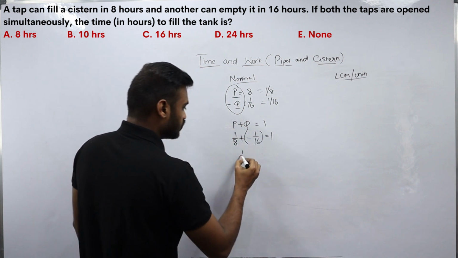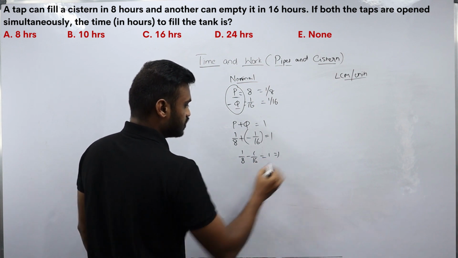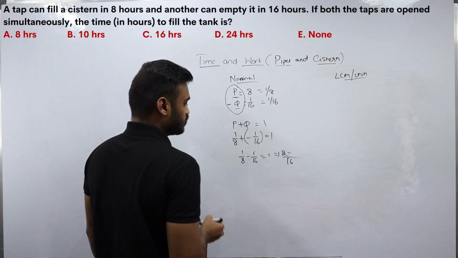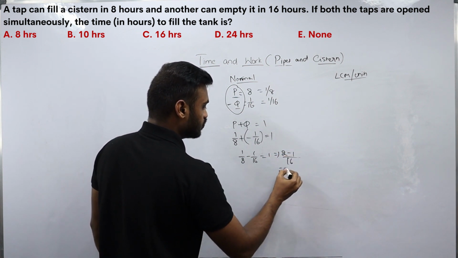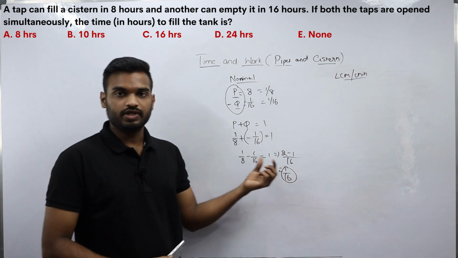So I will get 1 by 8 minus 1 by 16 equal to 1, and the LCM will be 16, and 1 by 8 into 16 will be 2 minus 1 by 16 into 16 will be 1, that is 1 by 16. So totally it takes 16 hours to fill the entire tank.